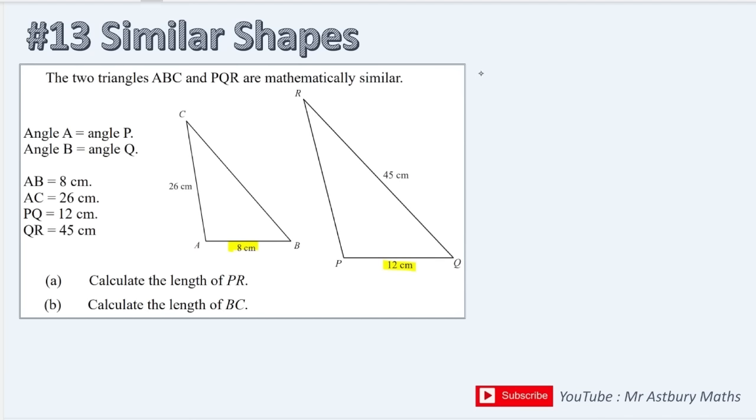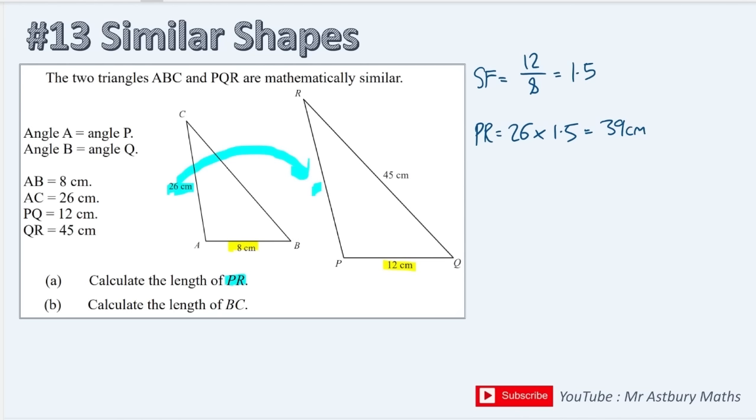So the scale factor, I'll always take the larger shape, which is 12, and divide it by the smaller shape, which in this case is 8, which is 1.5. Now it asked me to work out the length of PR. PR is this side here, and its corresponding side is 26. So I need to multiply along here to get the value of PR. So PR is equal to 26 times that scale factor, and that gives me 39 centimeters.